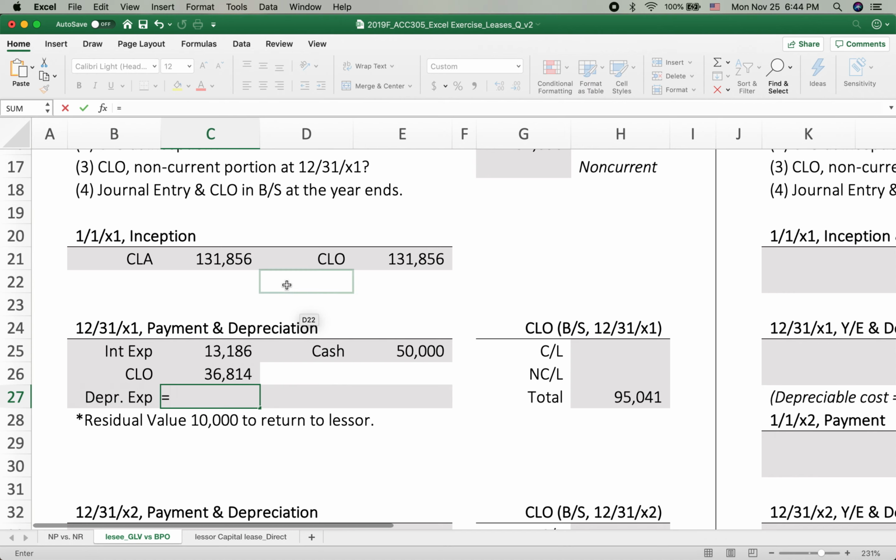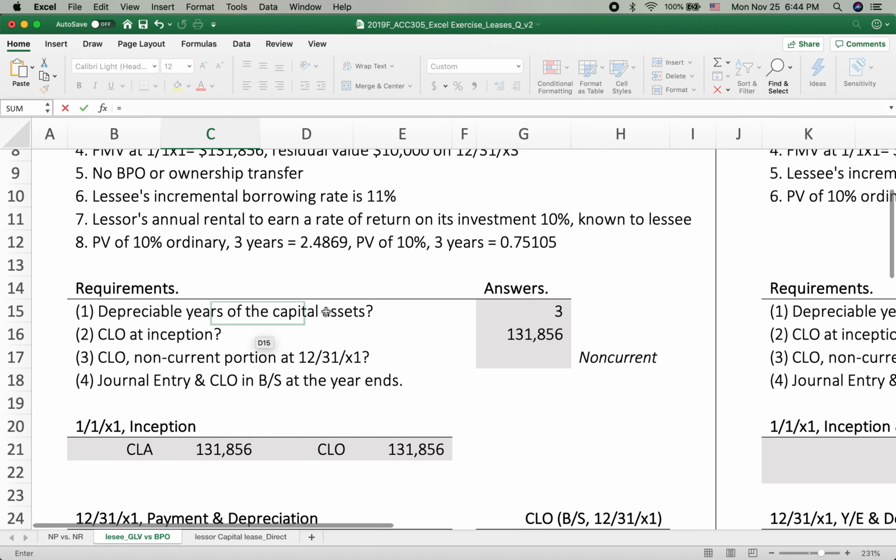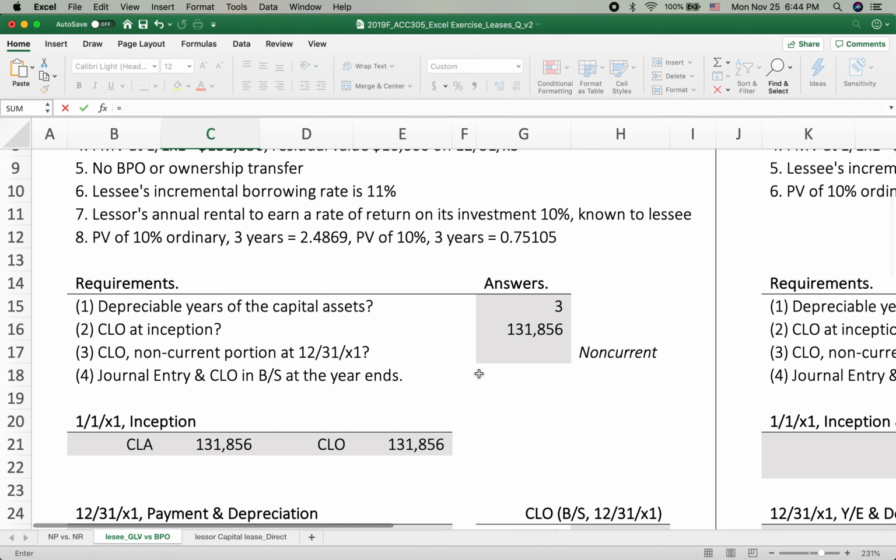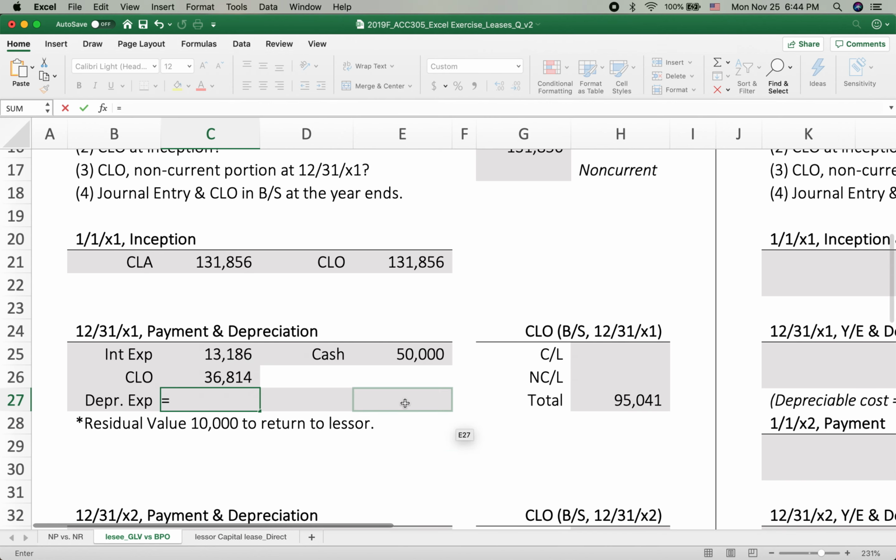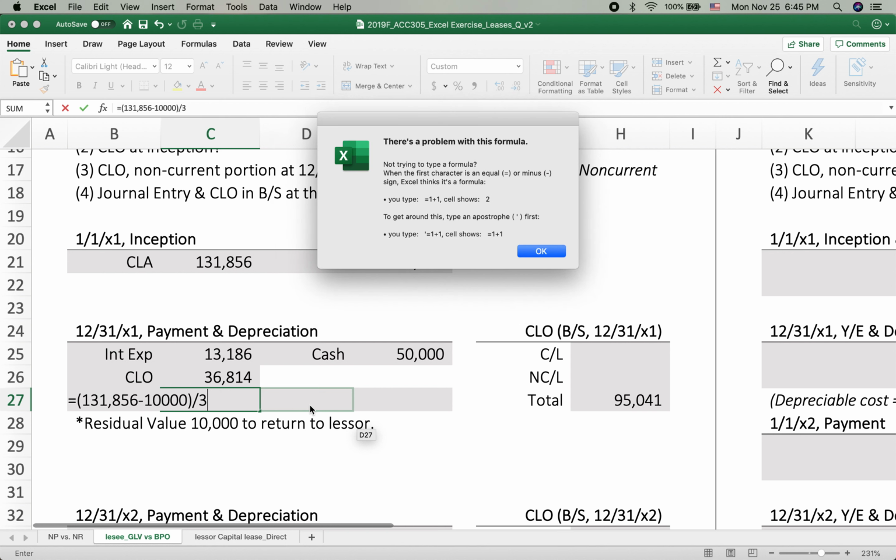So how many years? Along with this lease term, 3 years. But residual value is $10,000. So, okay, I'm going to put this amount with a hard number because I'm going to just copy and paste later on. So $10,000 residual value divided by 3.